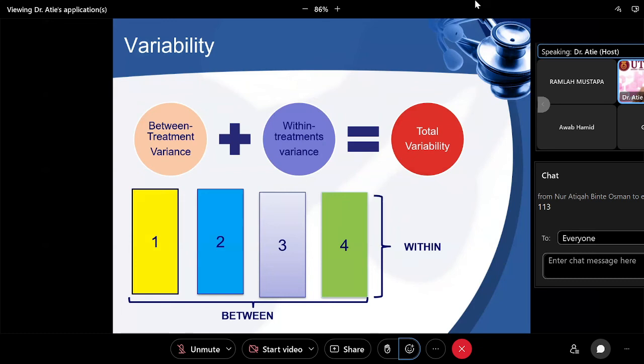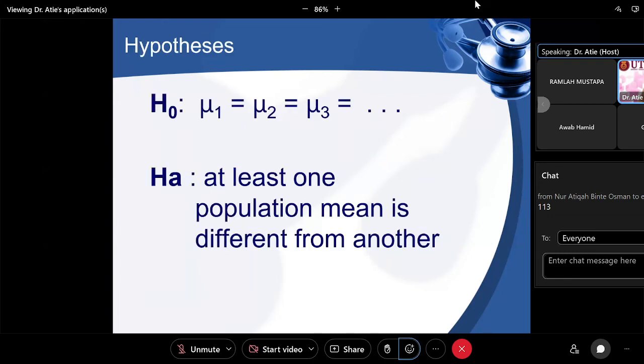Right, variability. Remember, variability is variance. So we have two different variances, the variance between the groups and within the groups. If we calculate them, we get the total variability. This is all that you need to know. I'm going to talk starting from the hypothesis in our next meeting on Sunday.